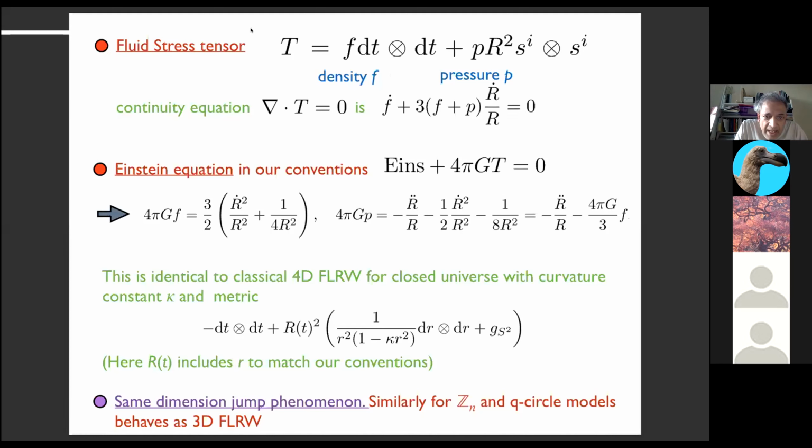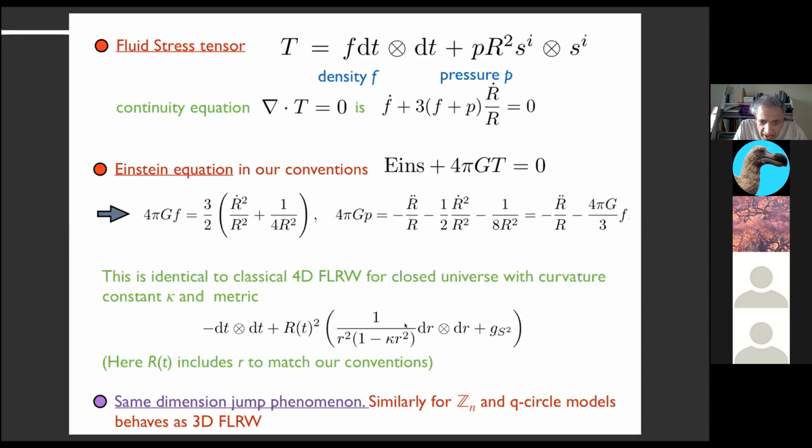And then we look at Einstein's equation, again, in our convention, which had -1/2 in the Ricci tensor. That gives you -1/2 in the Einstein tensor. Then the Einstein equation looks a bit weird, looks like this. So we impose that, and that comes out to be this. And now these equations, more importantly, how P looks in terms of F, this actually is exactly the classical 4D FLRW. So we've got the same dimension jump phenomena.